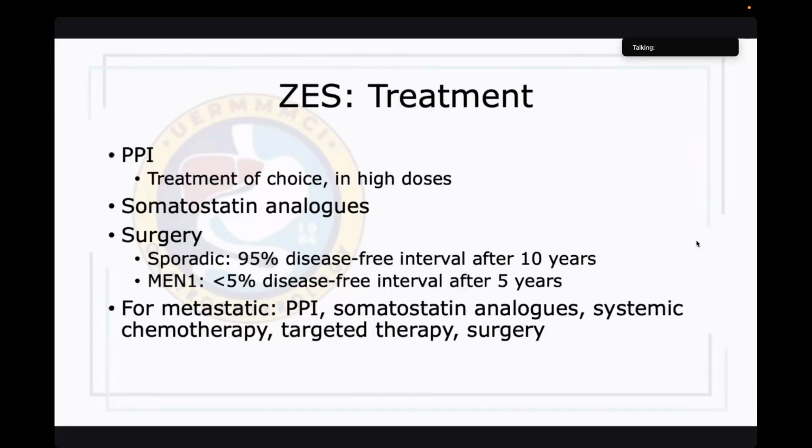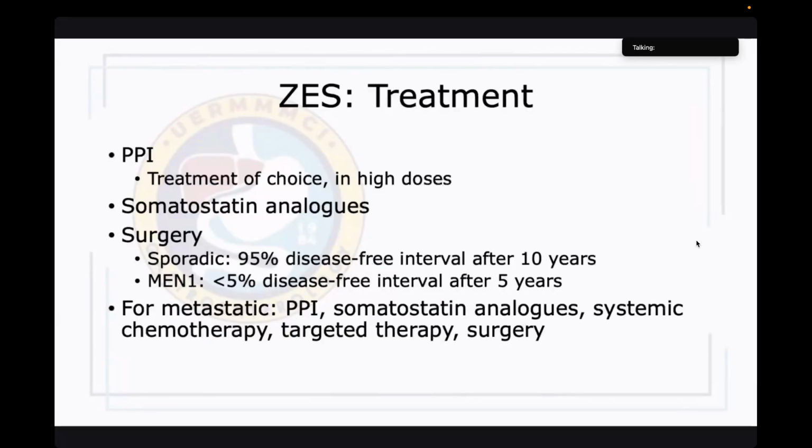For those with sporadic disease, 95% of patients will remain disease-free after 10 years. But for those associated with MEN1, the role of surgery is actually controversial because you have other areas affected as well. So in these cases, only less than 5% of patients will remain disease-free after 5 years.